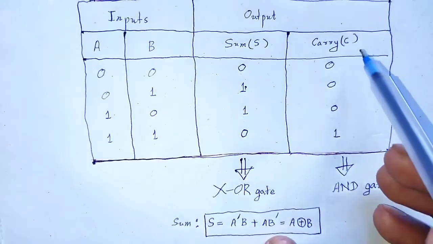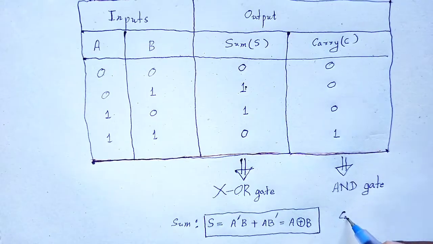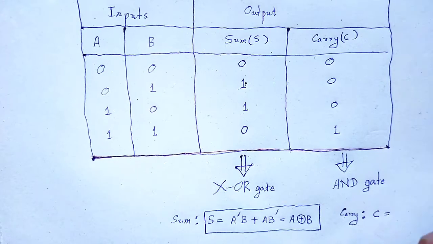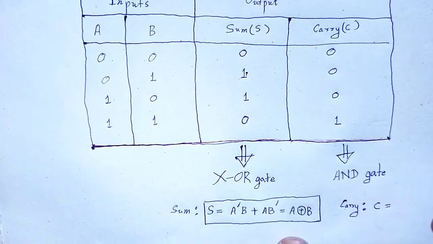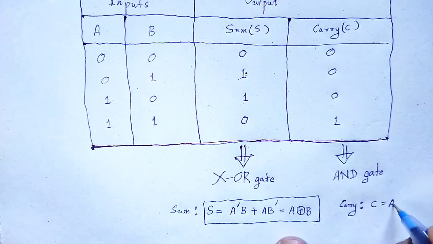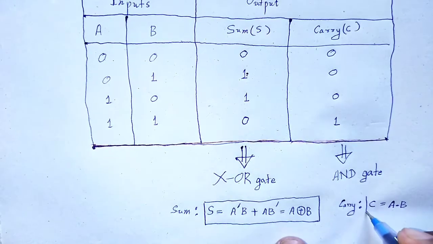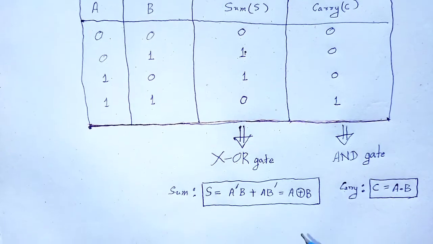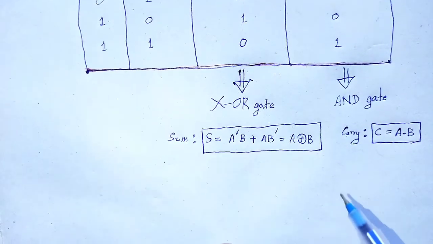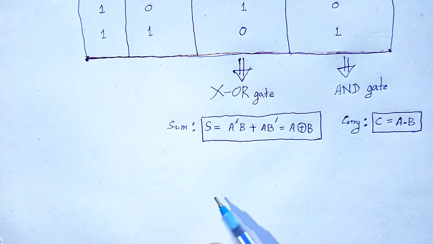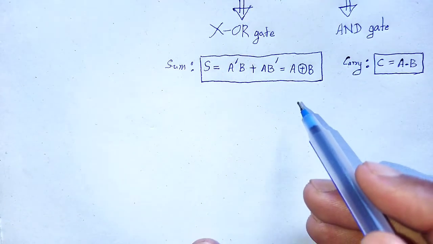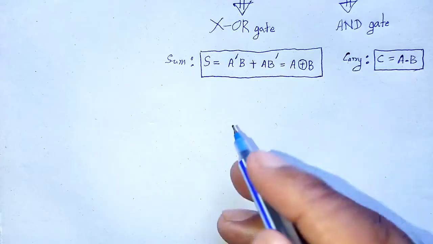Next, for carry C, we get the result A and B, A AND B. Now the logic circuit can be drawn by taking sum and carry. These results can be shown by using the logic circuit.